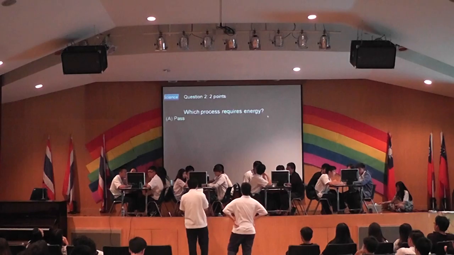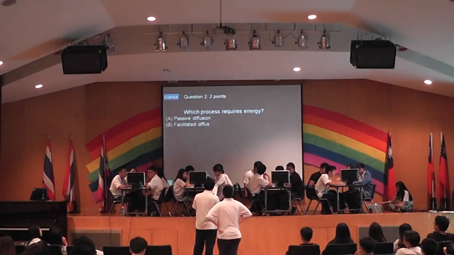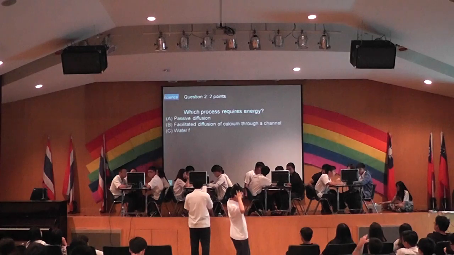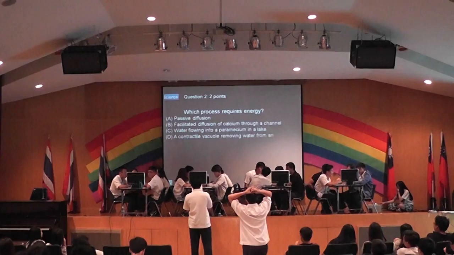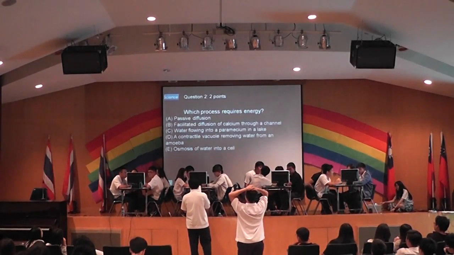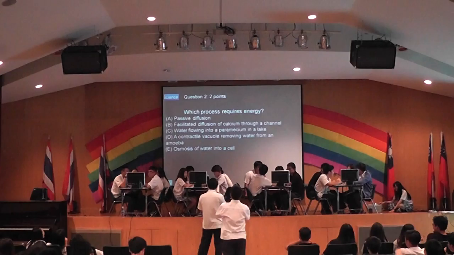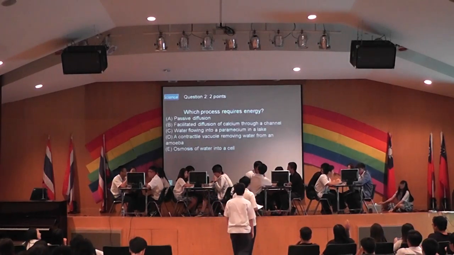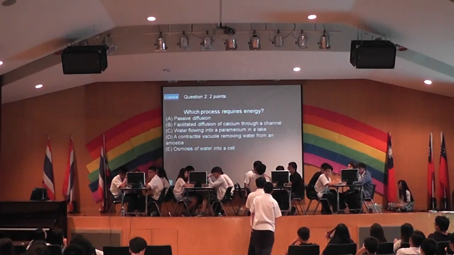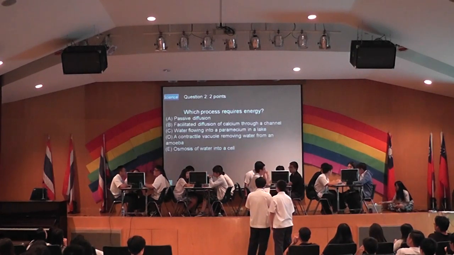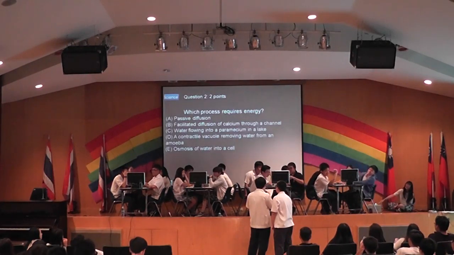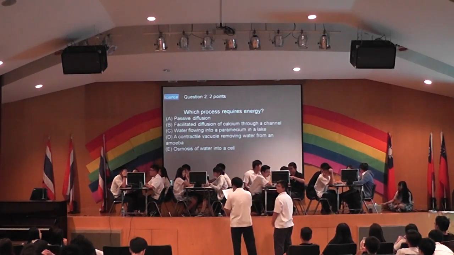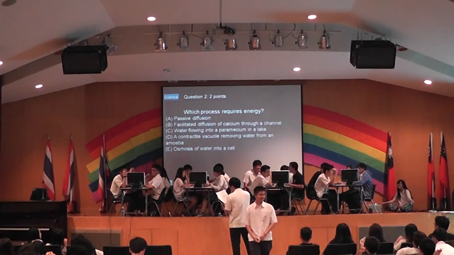Which process requires energy? A. Passive diffusion. B. Facilitated diffusion of calcium through a channel. C. Water flowing into a paramecium in a lake. D. A contractile vacuole removing water from the amoeba. E. Osmosis of water into a cell. Team 3. That is incorrect. B. That is incorrect. Team 1. B. That is correct.